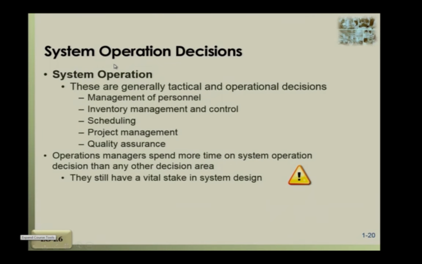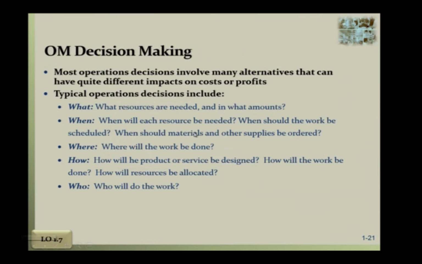Okay, systems operations decisions. These are tactical and operational decisions, like management of personnel, how many workers do we need, their pay, their motivations, inventory management and control, scheduling, project management, quality assurance. These are all systems operations decisions. So in terms of decision making, these are the following operations decisions: what, when, where, how, and who.